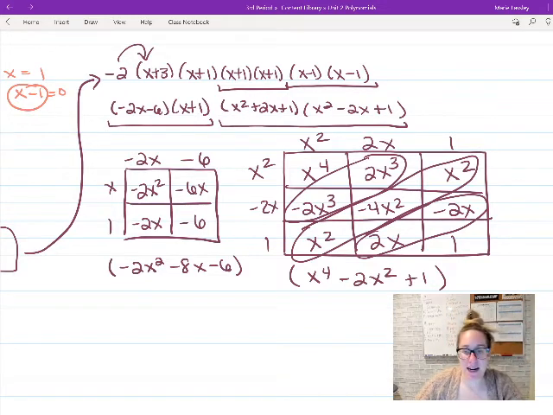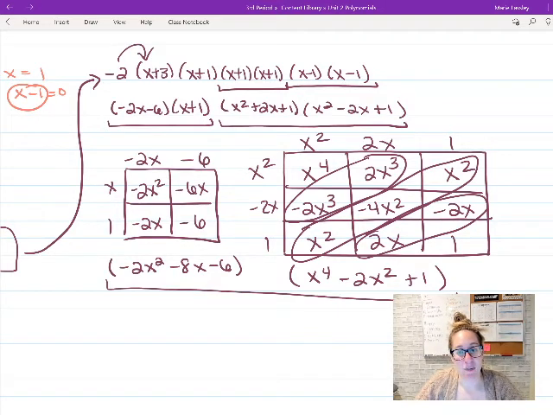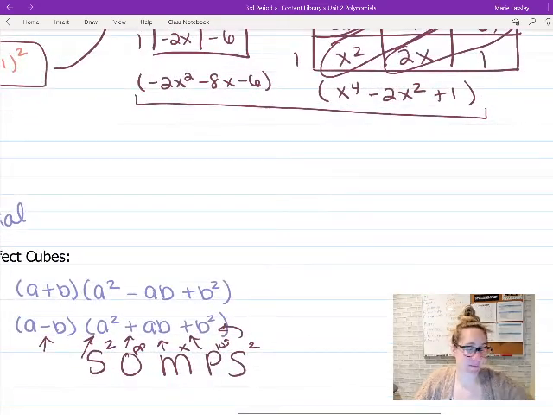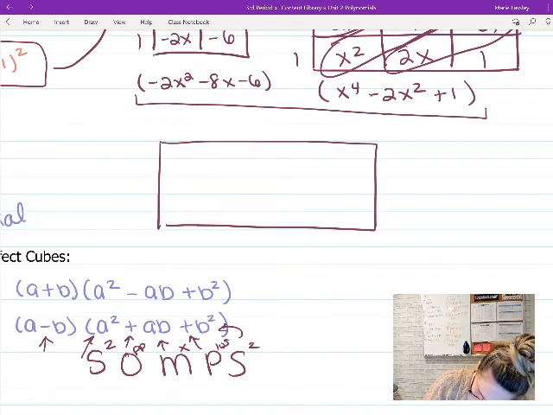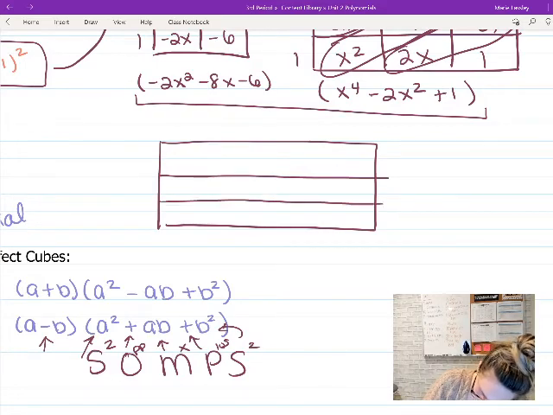All right, next up, last but not least, I just have to multiply these two together, and then I will be done. So I'm going to make another 3x3 box. Oops, I did one less thing than I needed. That's okay. Negative 2x squared minus 8x minus 6, and x to the 4th minus 2x squared plus 1.